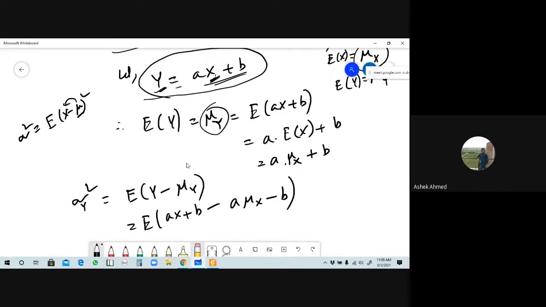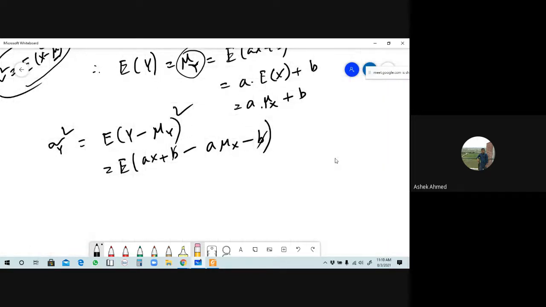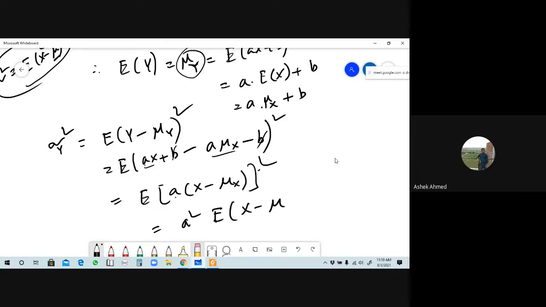Understand? So you can cancel b and b from this place. Okay, this is wrong here, since this is square, so this will be whole square here, because that was our formula. So this is square. Now tell me, if you take common a from this term, this will be a into x minus mu suffix x whole square. Is it right? So if you take common a, the power of a will be a square. Since expectation is a linear operator, this will be a square into expectation of x minus mu suffix x whole square.